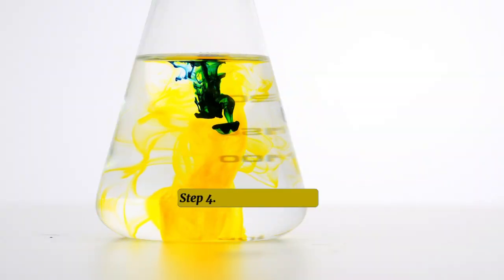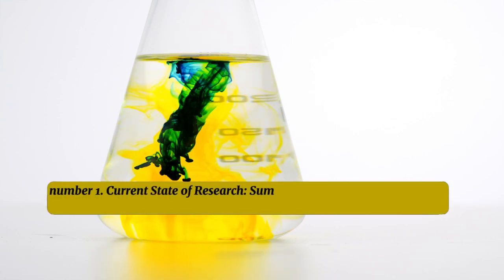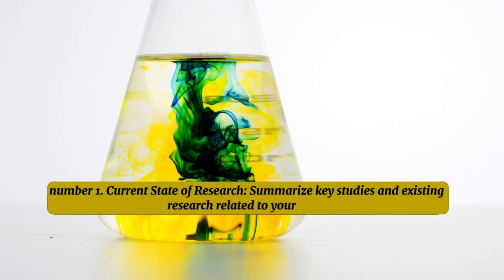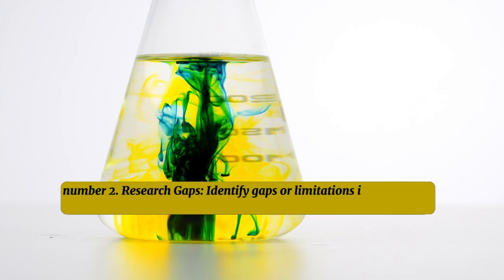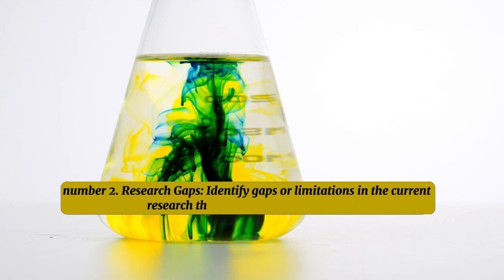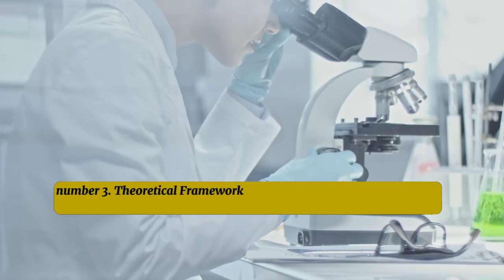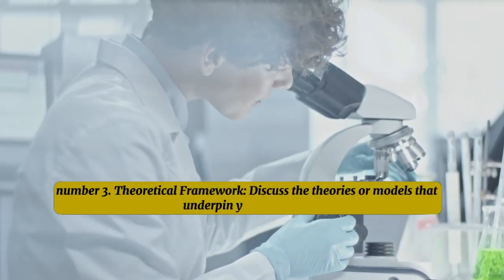Step 4. Literature review. Number 1. Current state of research. Summarize key studies and existing research related to your topic. Number 2. Research gaps. Identify gaps or limitations in the current research that your study will address. Number 3. Theoretical framework. Discuss the theories or models that underpin your research.